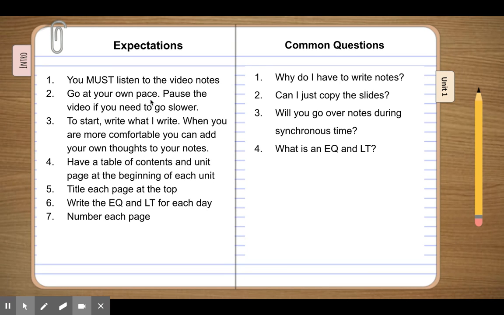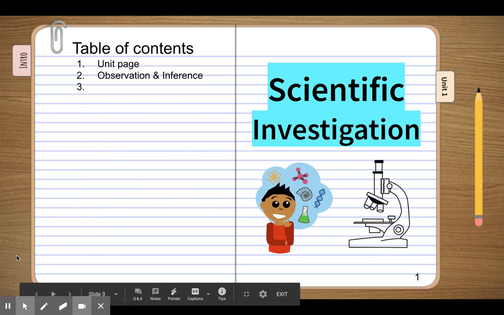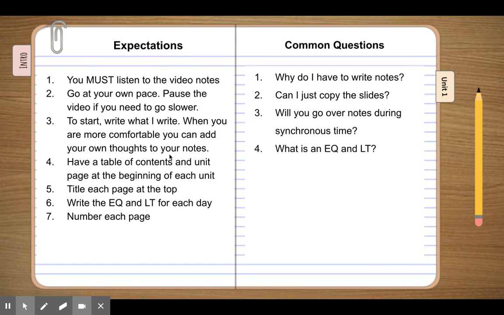2, go at your own pace. Pause the video if you need to go slower, and this allows you to learn the material at your own pace. 3, to start, write what I write. When you are more comfortable, you can add your own thoughts to your notes, but for now, let's just start practicing by copying my notes exactly how I do them. And as the year goes on, you can start adding your own ideas and your own thoughts to your notes.